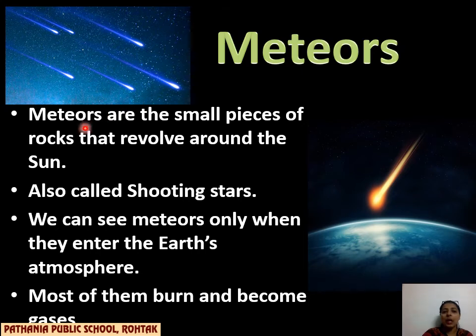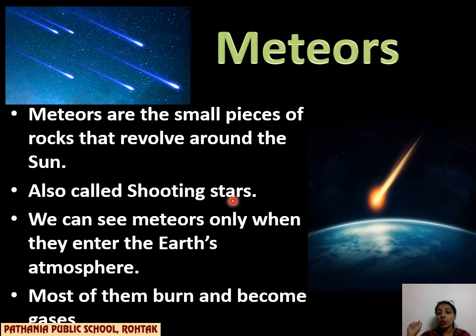ये क्या होते हैं? Meteors are small pieces of rock that revolve around the sun. छोटे छोटे रॉक के पीसेस होते हैं, ये भी सन के साइड में घूमते हैं. लेकिन इनको शूटिंग स्टार क्यों कहते हैं? Because when it goes close to the sun, it catches fire, right? और ये जो रॉक्स हैं, ये gases में convert हो जाते हैं, तो उसकी एक छोटी सी tail बन जाती है, और ये धीरे धीरे gaseous form में change होने लग जाता है.